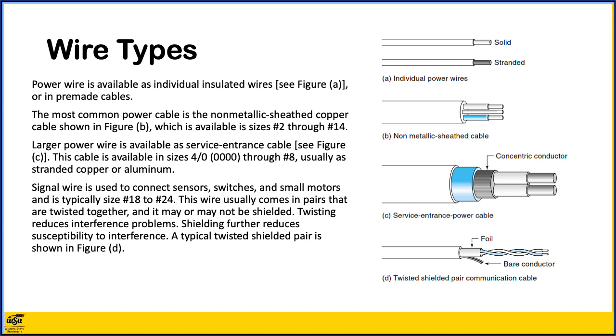Signal wire is used to connect sensors, switches, and small motors, and its typical size is 18 to 24 gauge. This wire usually comes in pairs that are twisted together, and it may or may not be shielded. Twisting the wires not only keeps them together, but also reduces interference problems. Shielding further reduces susceptibility to interference. A typical twisted shielded pair is shown in Figure D.